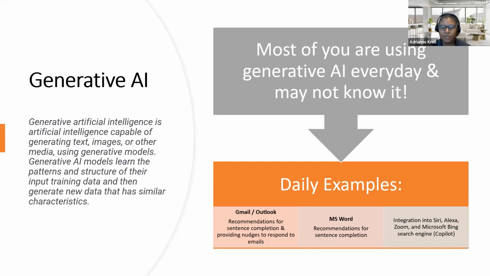So for instance, if you're using Gmail or Outlook and it gives you recommendations for finishing your sentences, that's a form of generative AI, along with the nudges you may get to respond to emails. Same thing in Microsoft Word, it gives you that capability. It's being integrated into Siri and Alexa. Even now, Zoom has AI capability directly built into the tool. Microsoft Bing, for a while now, has integrated ChatGPT directly into the tool, but now Microsoft just launched what they call Microsoft Copilot, and that's a part of Bing as well as their whole Microsoft suite that lets you have AI capabilities built into Word and Excel. So that's a really fun feature. All right, so good. Let's keep going.